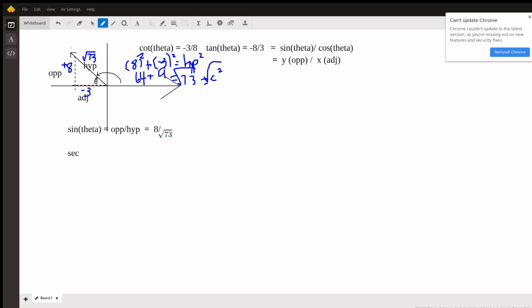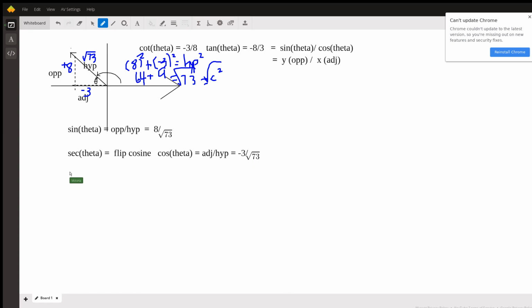the secant of theta. Well, the secant is the flip of the cosine. So first I'm going to find the cosine of theta. And that's going to be the adjacent over the hypotenuse, which is negative 3 over the square root of 73, but because it's the secant, we need to flip it.